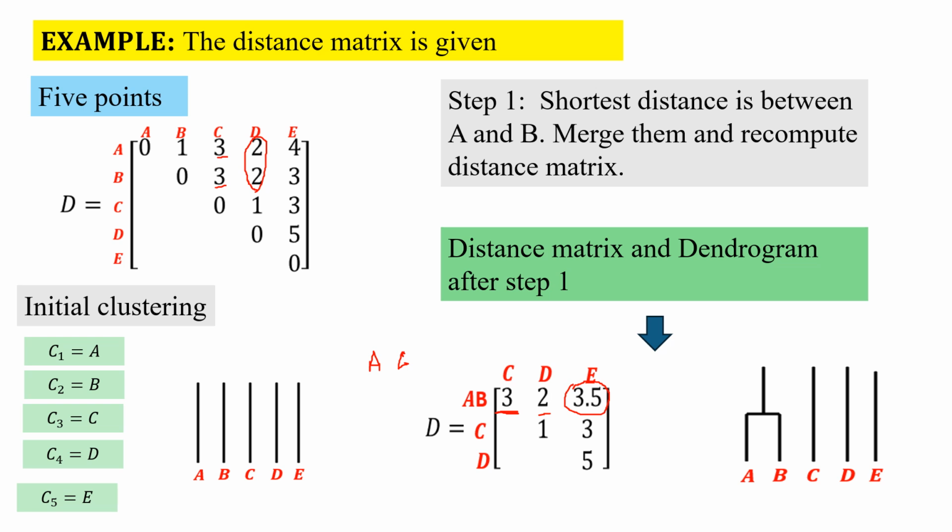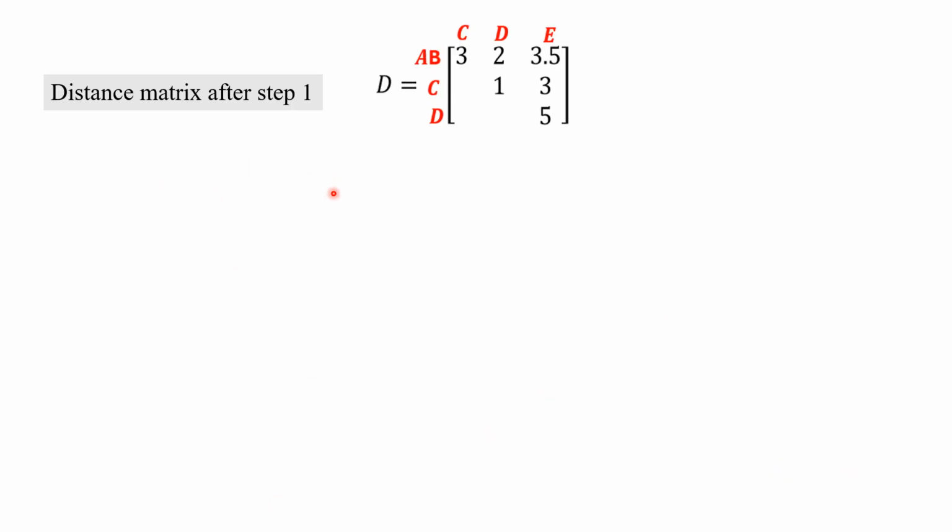So this is our distance matrix, and in the dendrogram, see, AB has been combined. At this point AB are combined. So how many clusters do we have? 1, 2, 3, 4. At the earlier point, we had 1, 2, 3, 4, 5. Next we continue the example.